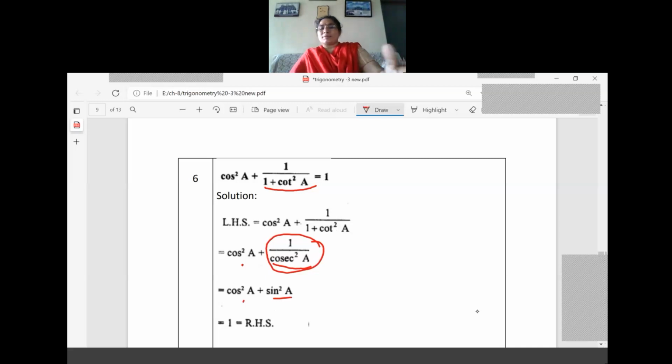Now after reaching the sixth question, you may feel it is a little bit easier compared with the fifth, isn't it? In the sixth, seeing 1 plus cot square, you got the idea that yes, it is related to the third identity. So we have replaced it with cosec square A. Now cos and cosec should come in the relation where it is possible. 1 by cosec square should be changed to sine square, right? So sine square A is coming, cos square A plus sine square A is equal to 1. That is equal to RHS.